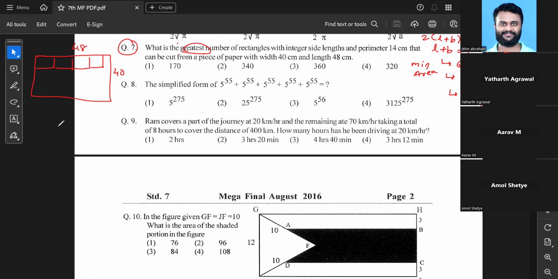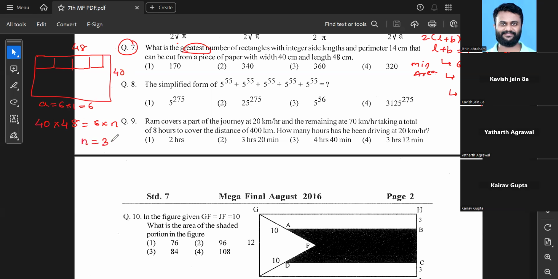I'll start with this. So the total area, that is 40 multiplied by 48, will be equal to the area of each rectangle times the number of rectangles. This time I am considering the area to be 6 into 1, that is 6. So 6 multiplied by number. How much is this, sir? I got 320. Is it 320? Yes, sir, it's 320. Yep, correct. So that gives you the number.